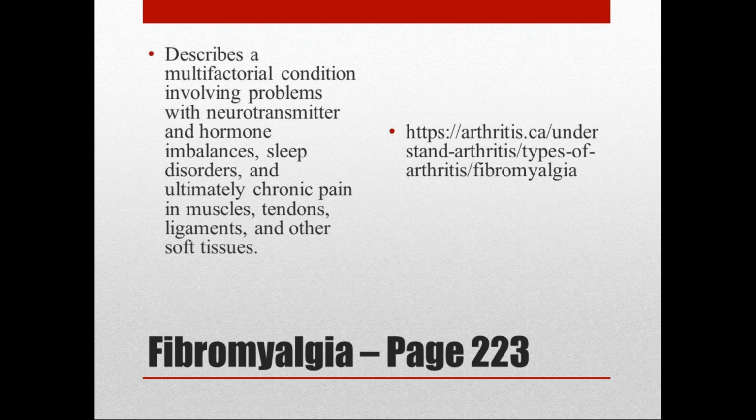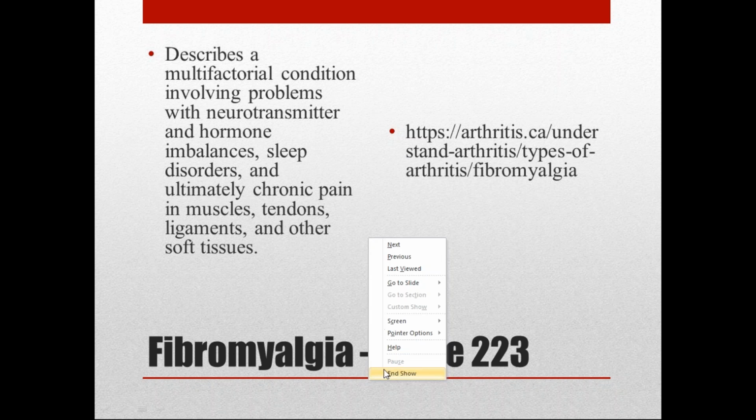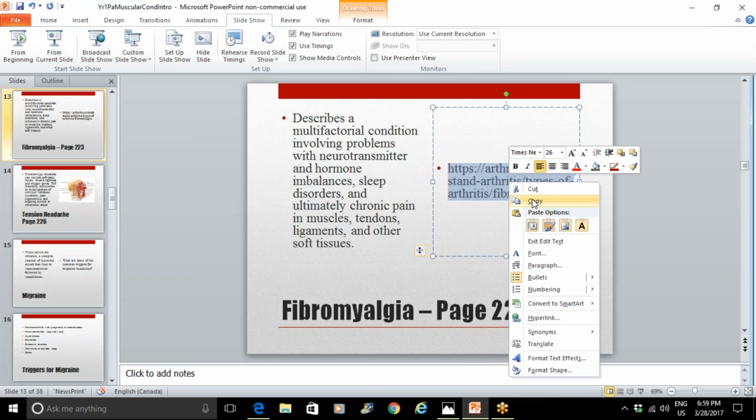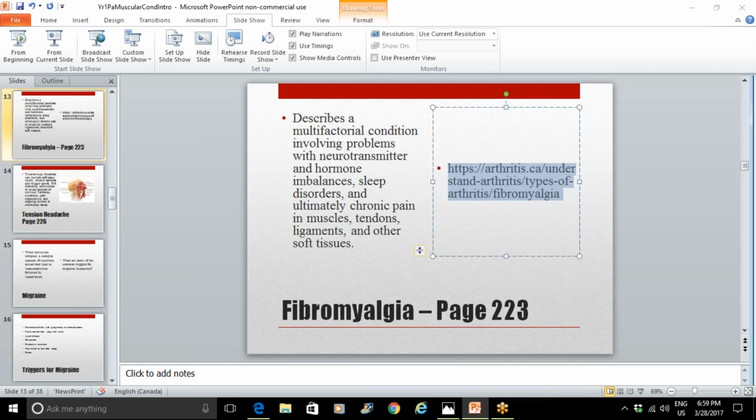So speaking of fibromyalgia, okay, it's a multifactorial condition involving problems with neurotransmitter and hormone imbalances, sleep disorders, and ultimately chronic pain in muscles, tendons, ligaments, and other soft tissues. So this is definitely a soft tissue condition. One thing I wanted to bring up, and I just have to do this. I've put the link here for our Canadian Arthritis Society. So I'm just going to pull that up for you right now.